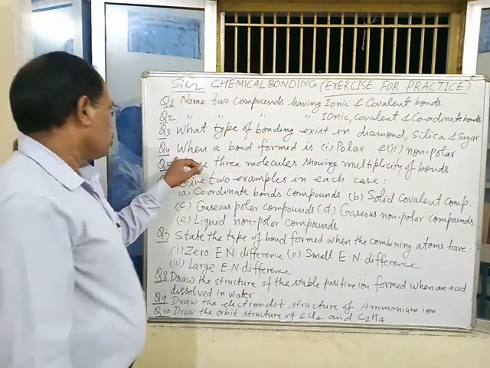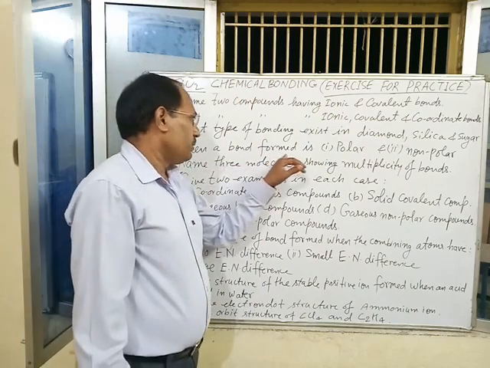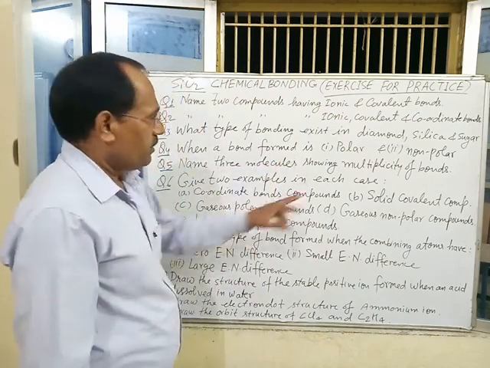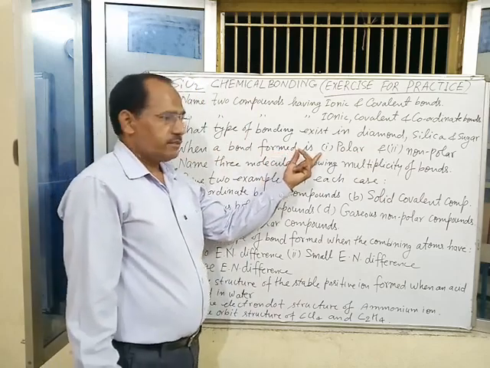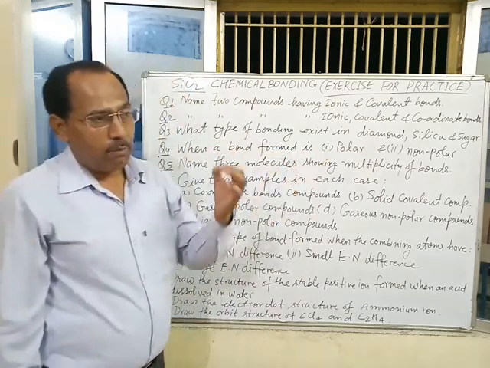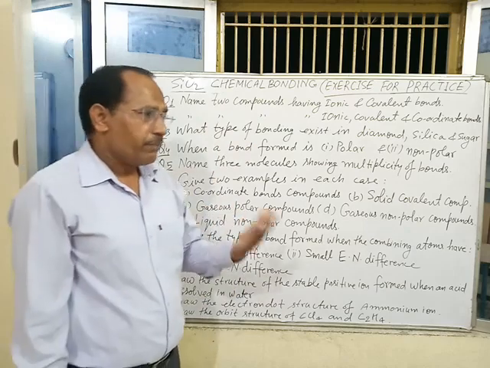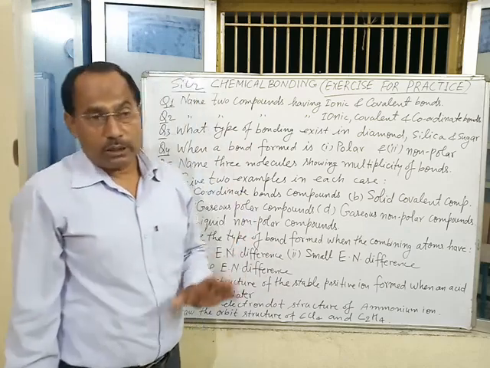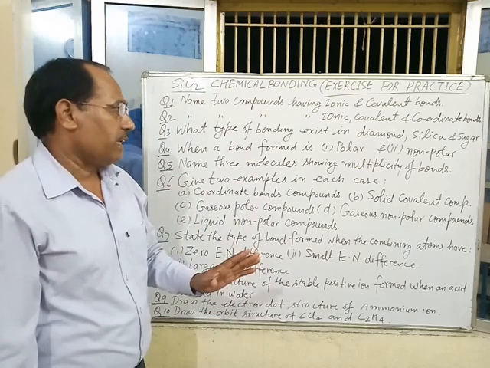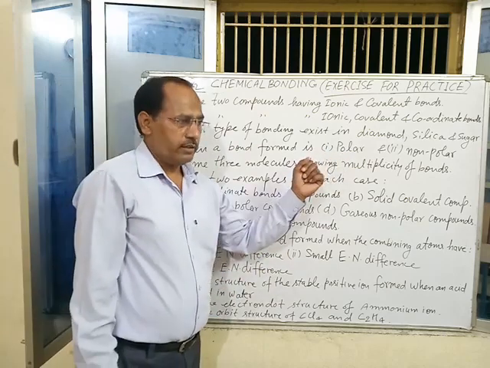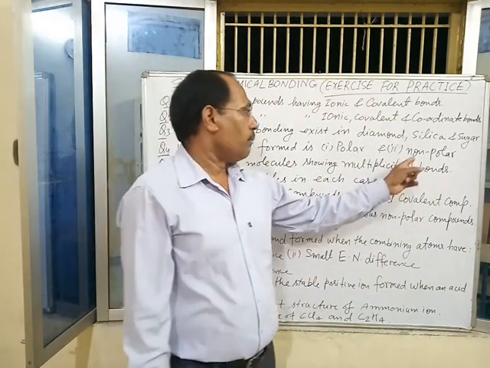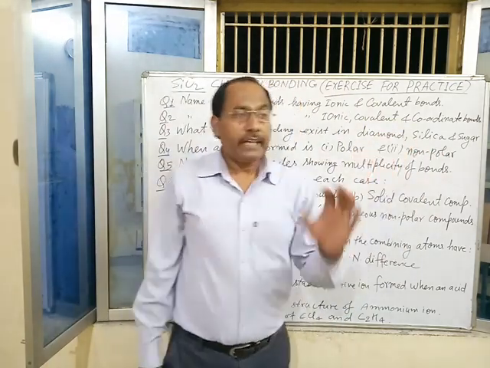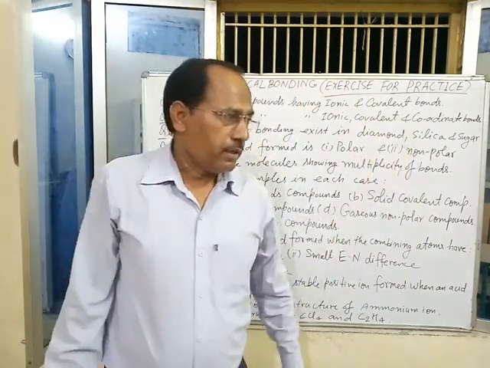Fourth question: when is a bond formed polar, non-polar? When a covalent bond is formed between two different atoms, the bond becomes polar. When a covalent bond is formed between identical atoms, the bond becomes non-polar.